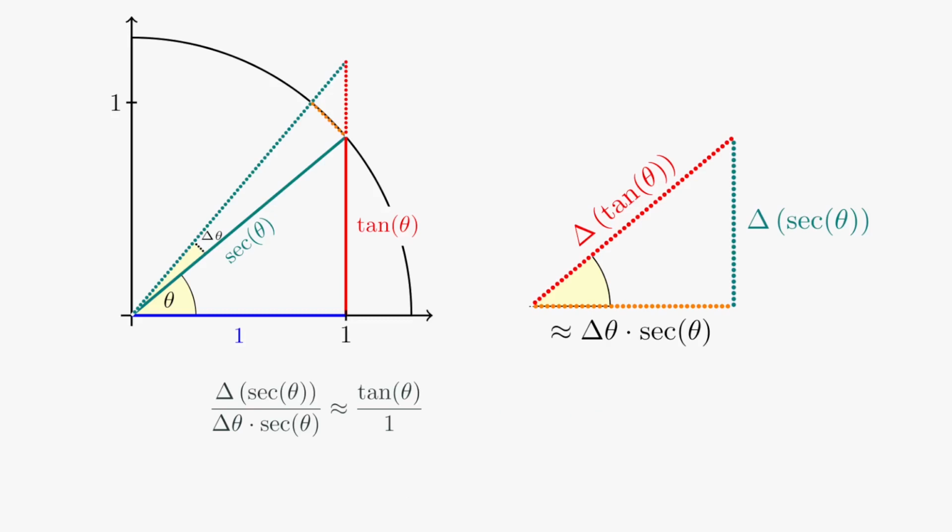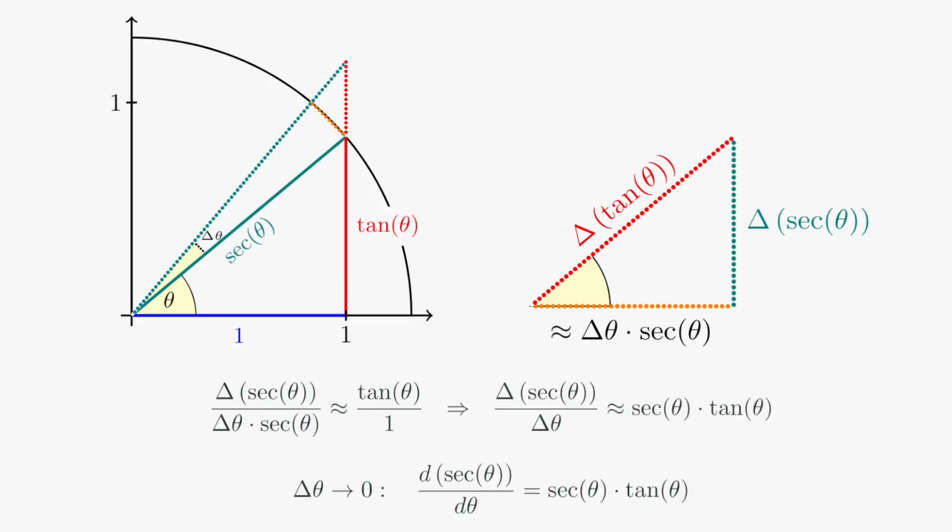Well, here let's take opposite over adjacent. So on the right side of the screen, we have change in secant over change in theta times secant theta. On the left side of the screen, this should be approximately equal to tangent theta over 1. Multiply both sides by secant, and you get that the derivative of secant should be secant times tangent.